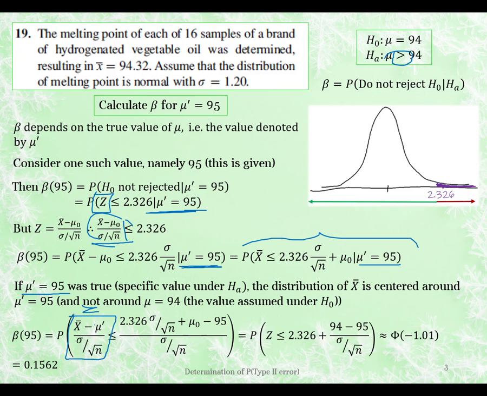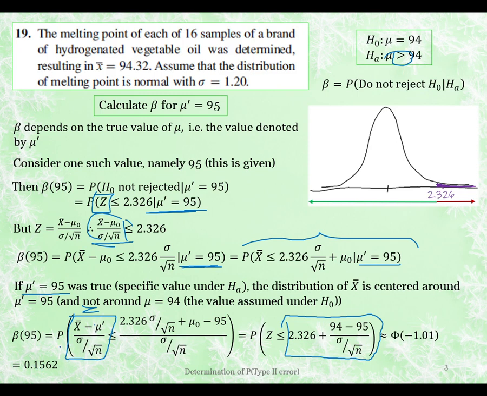And if we simplify this term, you can see we end up with that term over there. And if we do that calculation, remember we'll plug in the sigma, which is 1.2. We'll plug in the n, which is 16. And we end up with a Z value here on the right-hand side of minus 1.01. And if you go to your normal tables, you will find that cumulative probability is 0.1562.